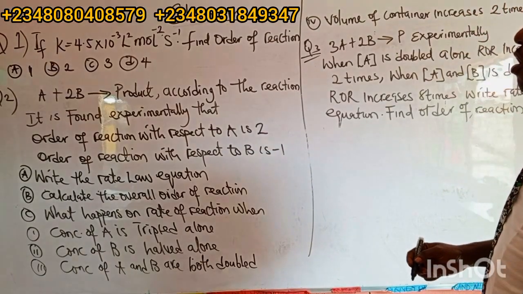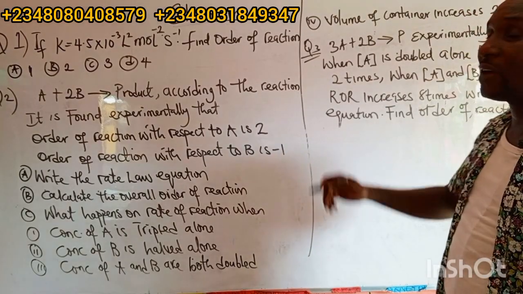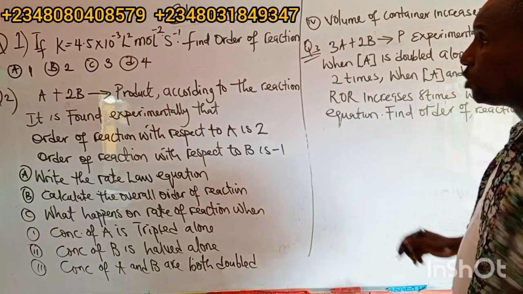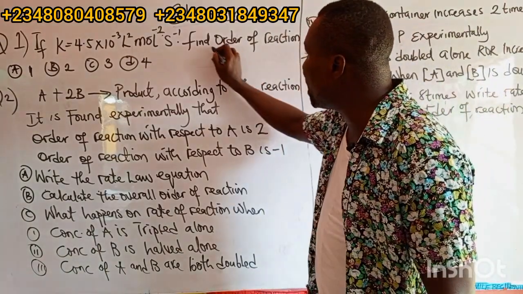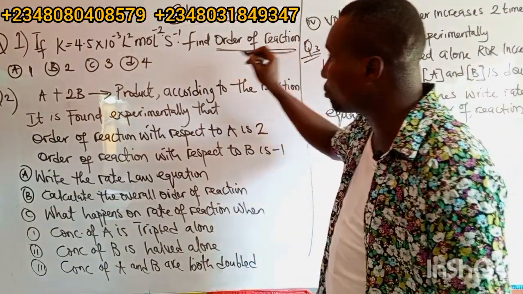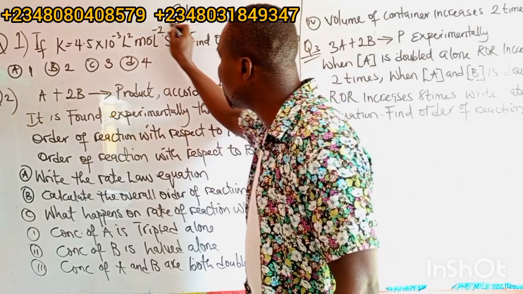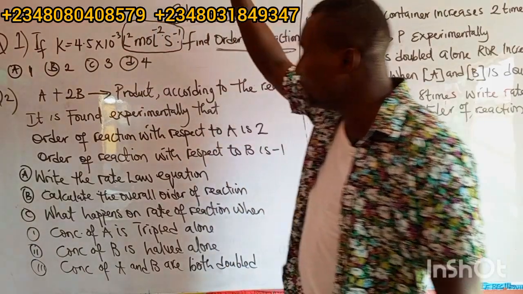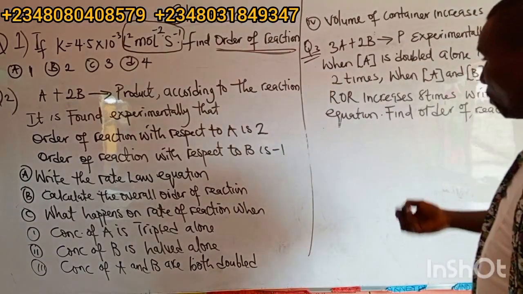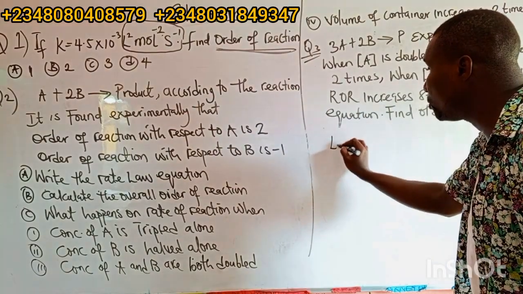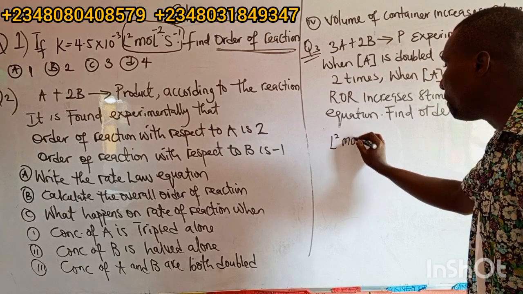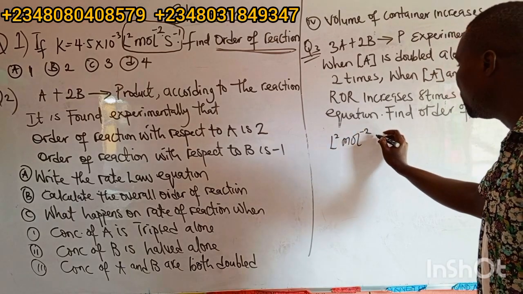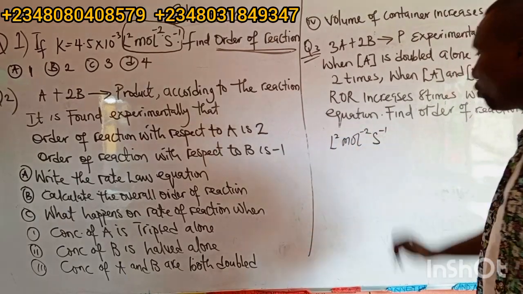Find the order of reaction. They want you to find the order of reaction. To find the order of reaction, all you need is just the unit. That is what we need. And what is the unit? We have L squared, mole raised to the power minus 2, then seconds raised to the power minus 1.